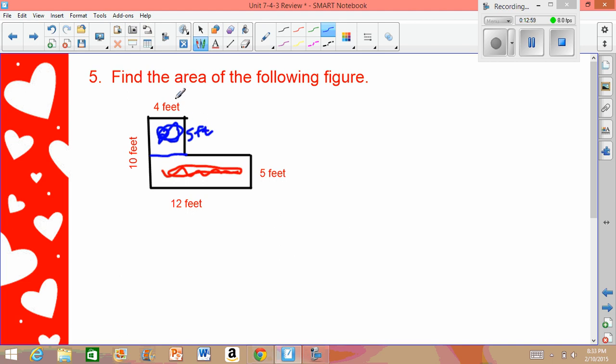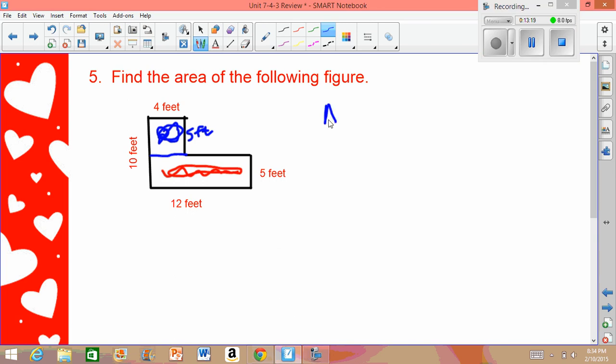So I don't have a square because the measurements are not the same. I have a 4 by 5 rectangle, and down at the bottom I also have a rectangle, and it's 12 by 5. So I have 2 rectangles that I'm going to add together. So we're going to start first with our blue rectangle information.